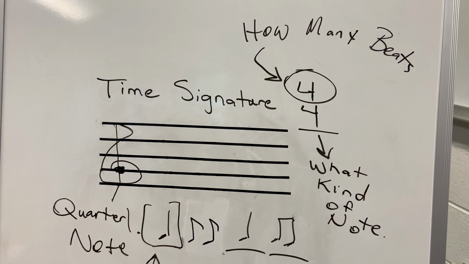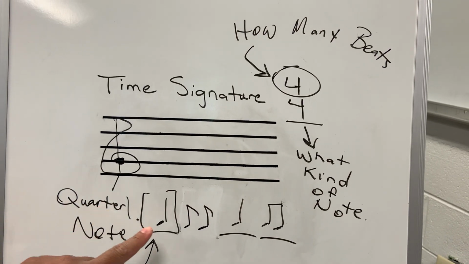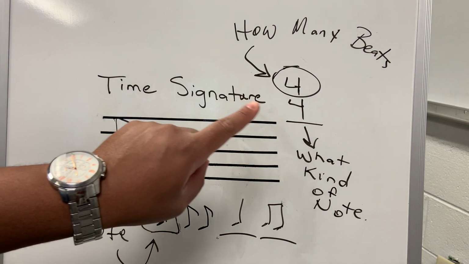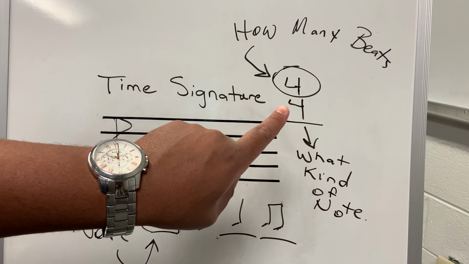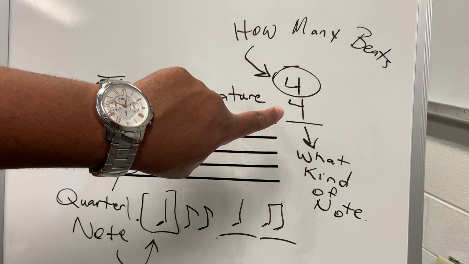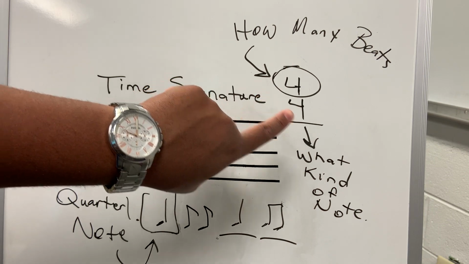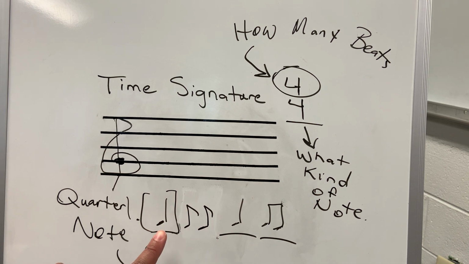This do is a quarter note, okay? That gets 1 beat because the bottom number of this time signature is 4. Since it's a 4 on the bottom, the kind of note that gets 1 beat is the quarter notes, okay?